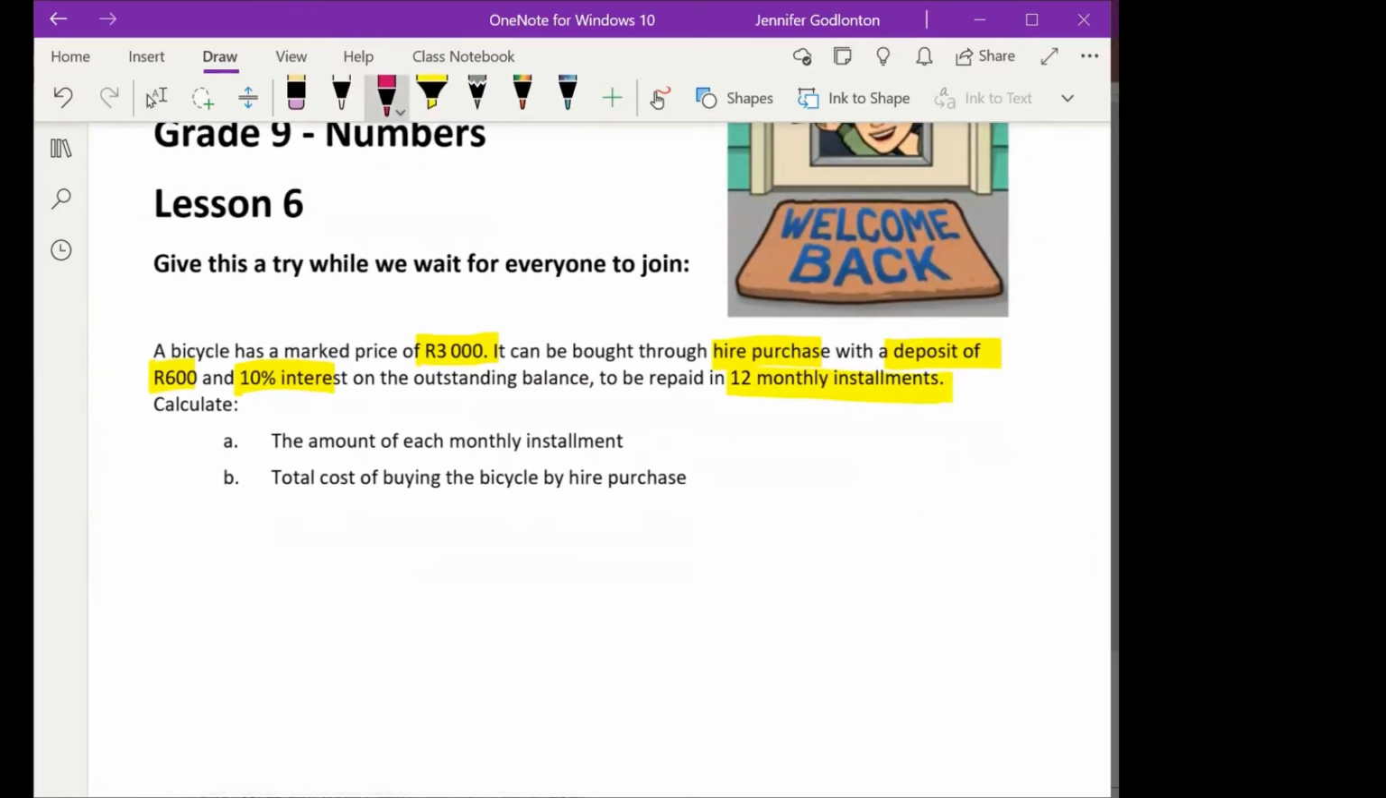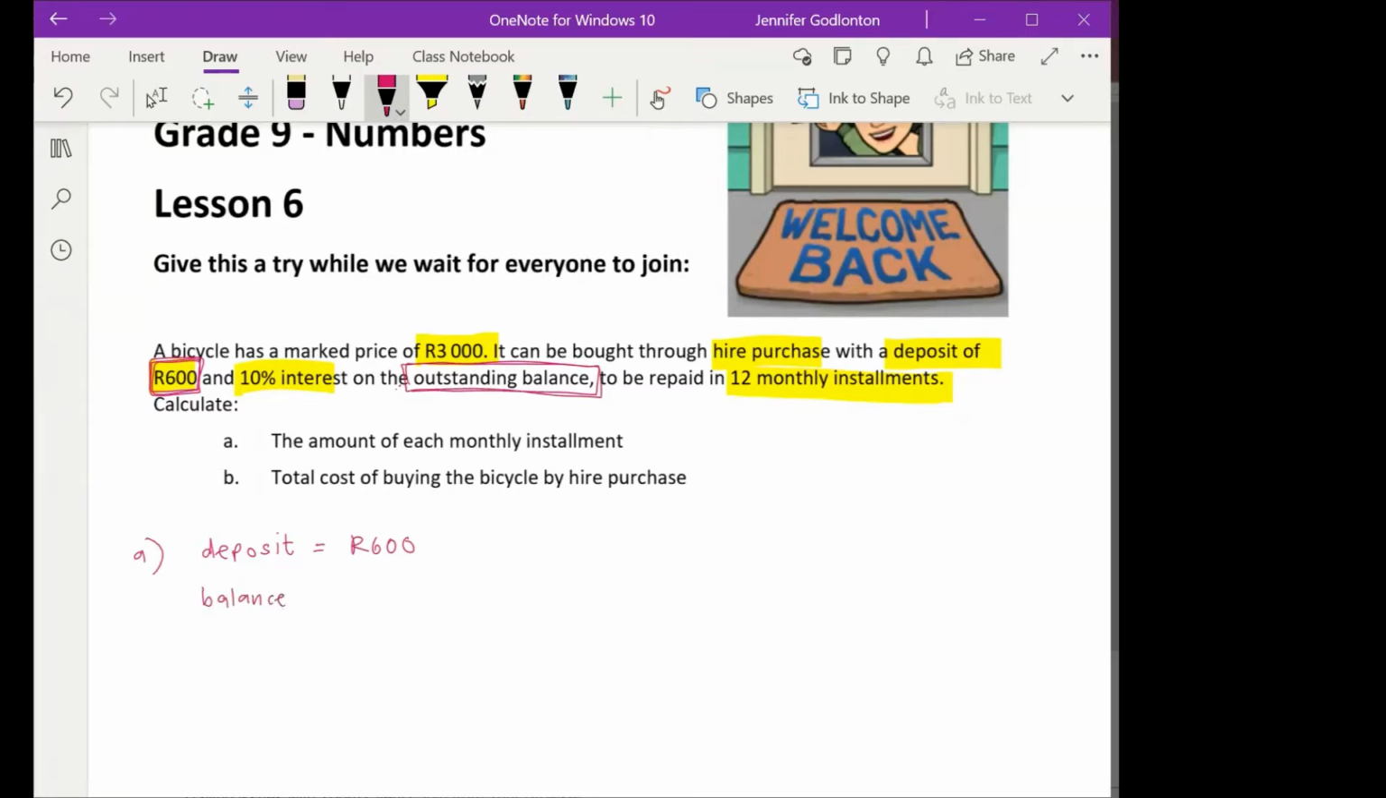They've already told us that they've paid a deposit of 600 Rand, so I'm just going to write this information out so far. We know that our deposit is 600 Rand. And we only pay interest on the outstanding balance, so we're going to break this question up into little bits.